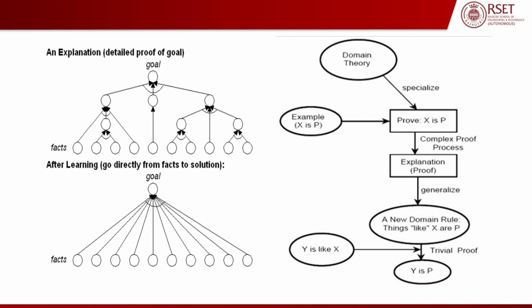This first diagram mainly explains the explanation and after learning, and the second diagram explains the explanation-based learning process. The first diagram illustrates how problem solving changes before and after the learning process. For example, in the upper part, the detailed proof of the goal, the system starts from the basic facts at the bottom and moves through many intermediate reasoning steps in order to reach the final goal.